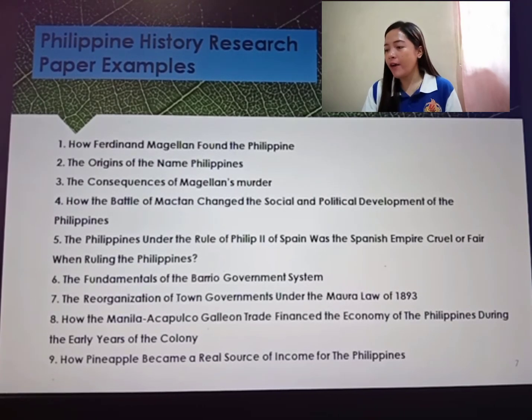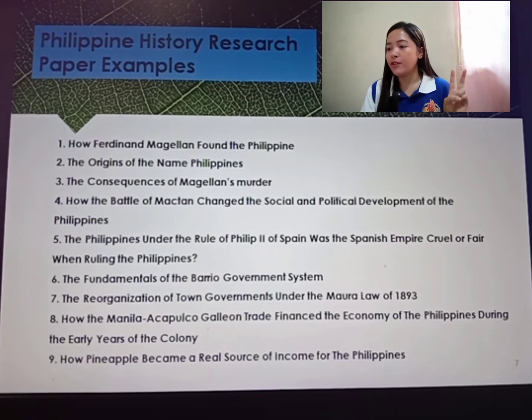So here, I have more or less 10 Philippine history research paper examples. Here are their titles that we could use. First, how Ferdinand Magellan found the Philippines. 2, the origins of the name Philippines. And third, the consequences of Magellan's murder. Fourth, how the Battle of Mactan changed the social and political development of the Philippines.